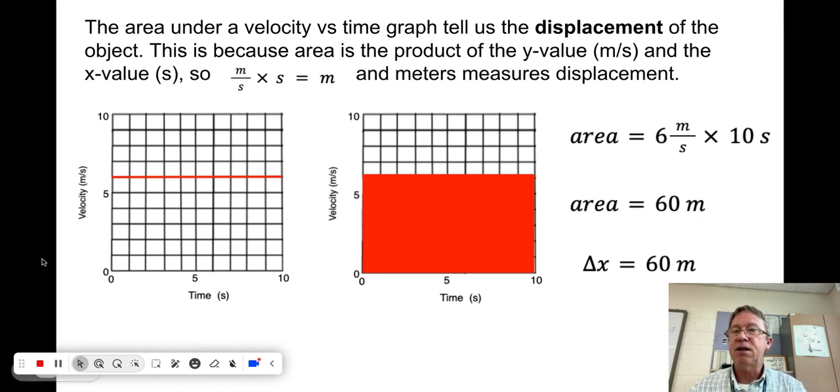So I just find the area. In this case, I've got 6 meters per second times 10 seconds. That gives me an area this large, a rectangle this big, and that gives me 60 meters. Okay, not so bad. But the trick is you need to look and say, these units times these units, what do they give you? And then you have to understand the physics enough to know, okay, that's displacement. All right, let's try another one.